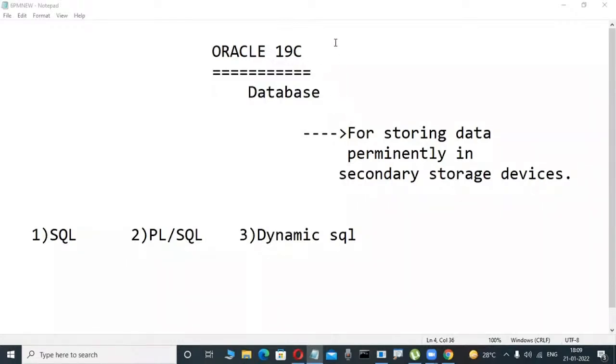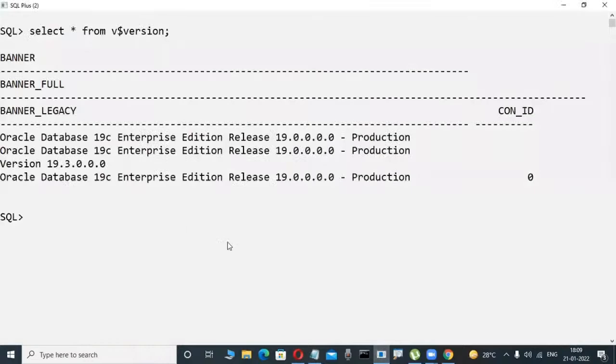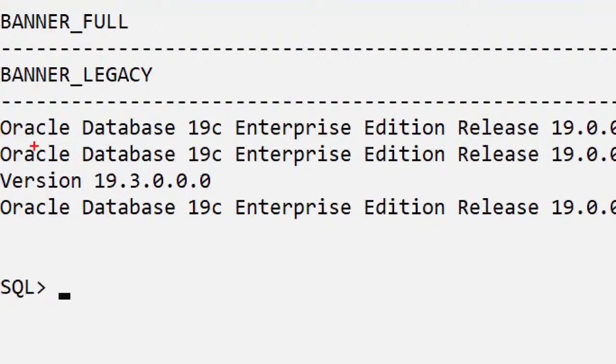Anybody who did not attend yesterday's class, not a problem, just observe. What I told yesterday was a small concept. Oracle is a product from Oracle Corporation. But what type of product? A database product. The version we are learning in our course is 19c, a version of this database product.